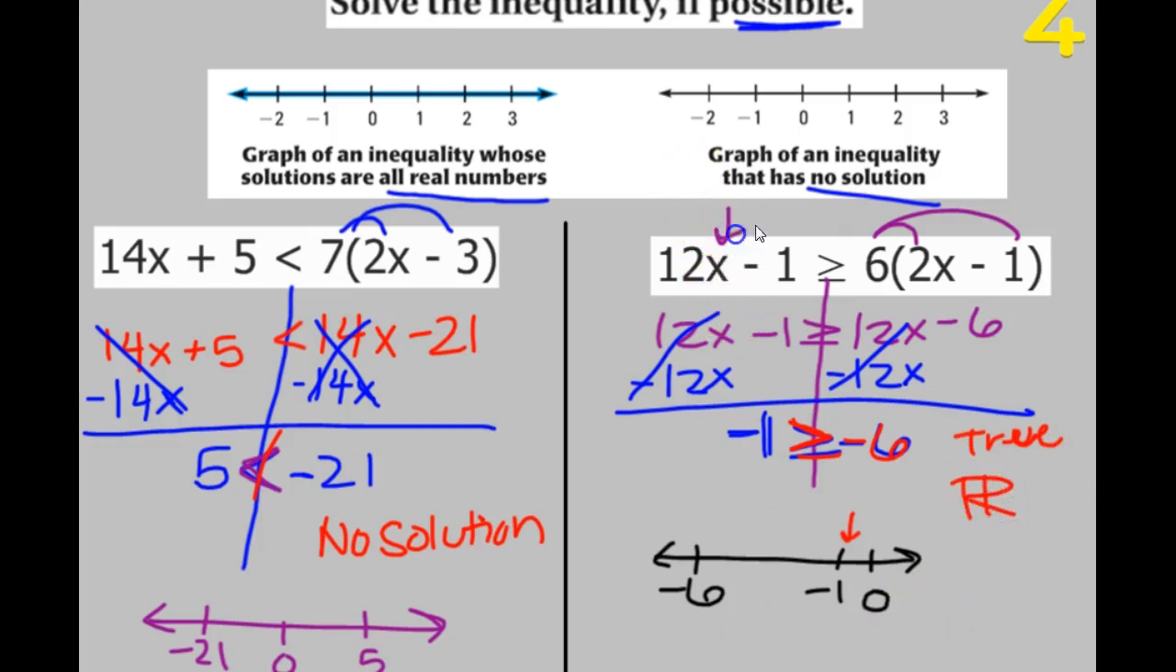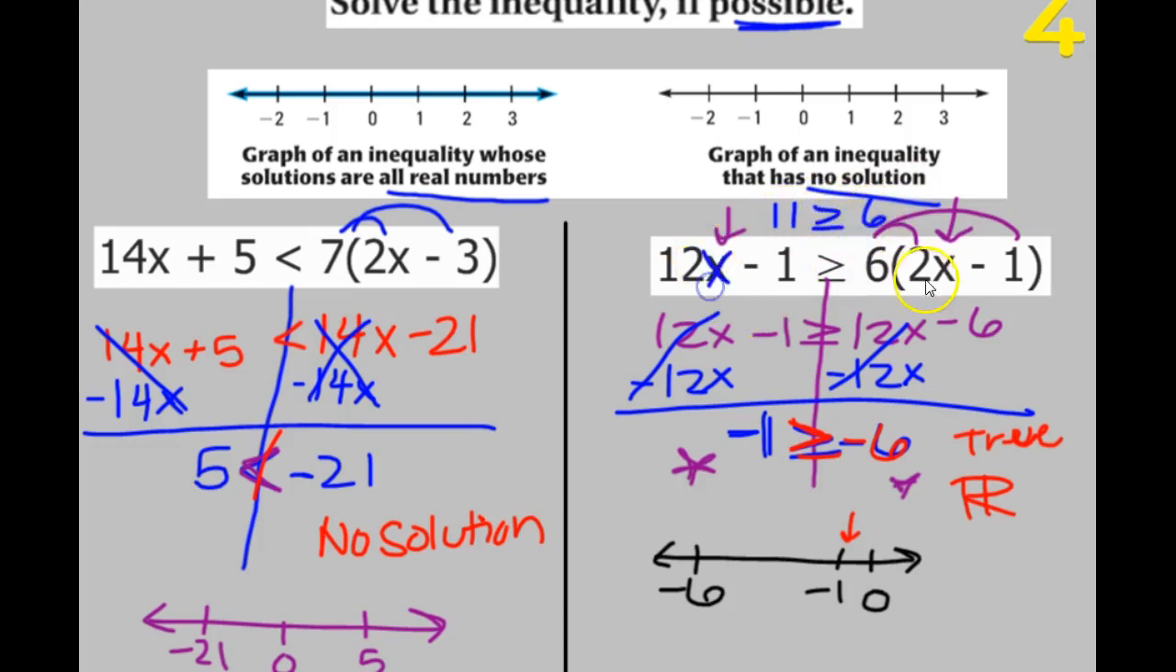Because no matter what I plug in for x up here, the number on this side is always going to be greater than the number on this side. And if you're not sure, try it out. You can plug in a 1. 12 times 1 is 12. 12 minus 1 is 11. On this side, if I plug in a 1, 2 times 1 is, I'm sorry, 2 times 1 is 2. 2 minus 1 is 1. 6 times 1 would be 6. 11 would be greater than or equal to 6.